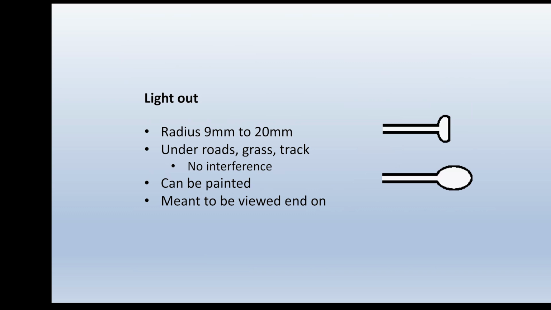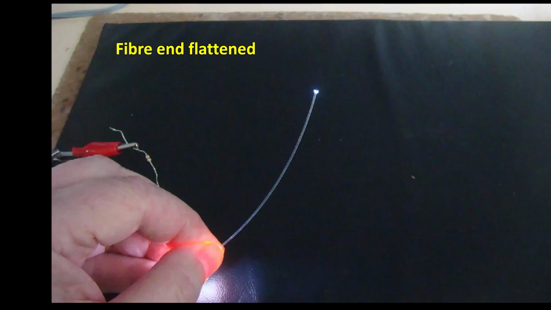And the benefit is that because they can, to some extent, go around curves and so on, they can go under roads, under grass, under the track quite happily. You can retrofit them in a lot of cases without lots of extra work. And because they're fibre optic, they're free from interference, so there's no passing train going to make the light flicker or whatever. But they're meant to be viewed on their ends. So there's an example.